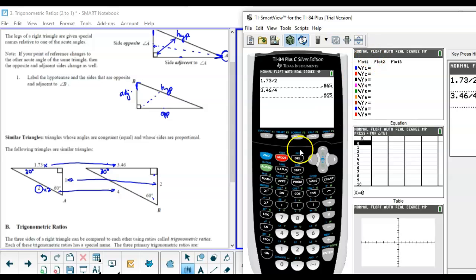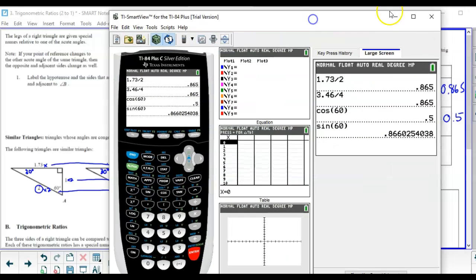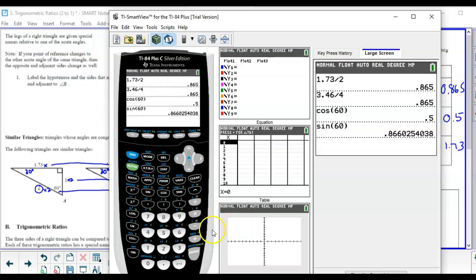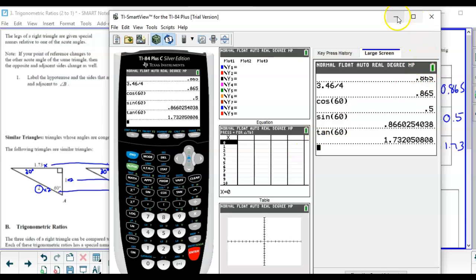Okay. So now if we go cos of 60, what do we get? We get 0.5. That's what we thought it was. If we do sine of 60, what do we get? We get 0.866. A little bit off from what we had, but maybe our sides are rounded values. Pretty close. And then tan is opposite over adjacent, and those will all be equal to 1.73. And again, if you go tan of 60 on your calculator, you get 1.73.